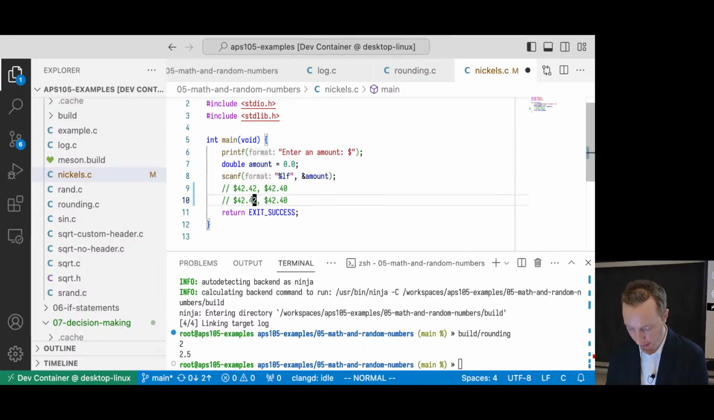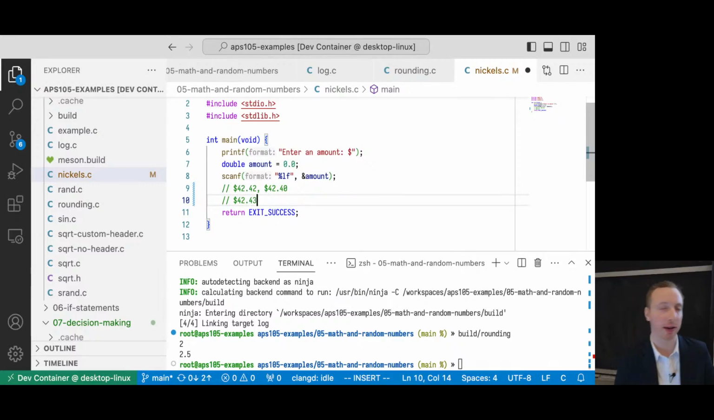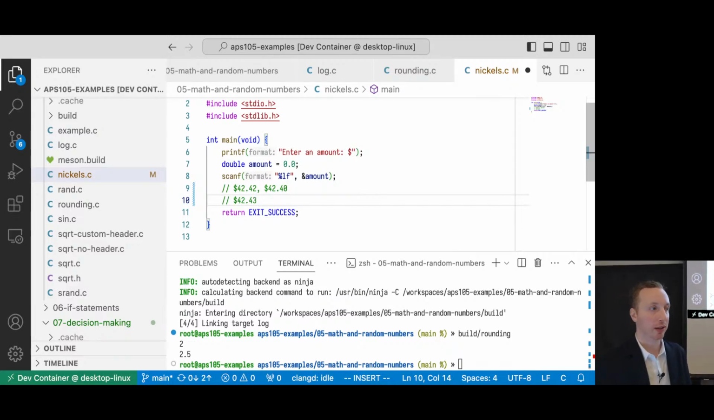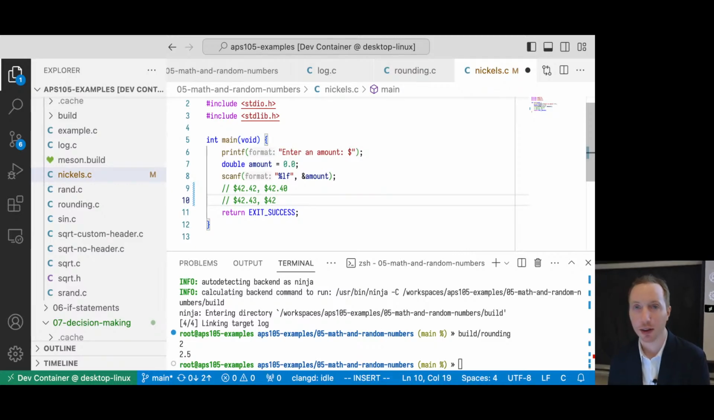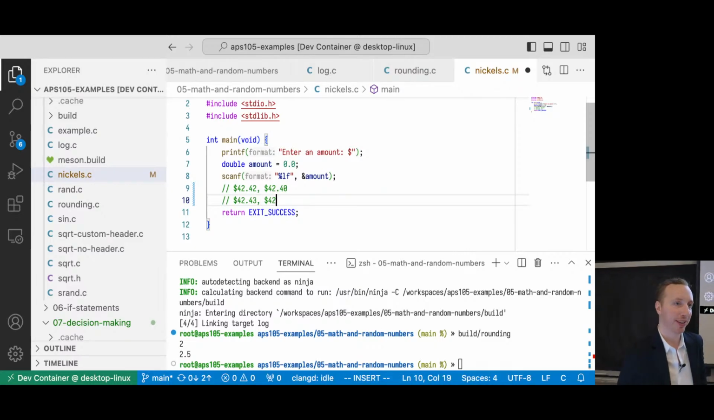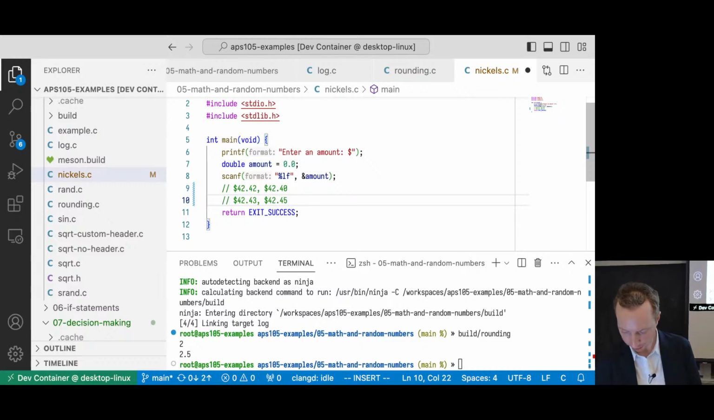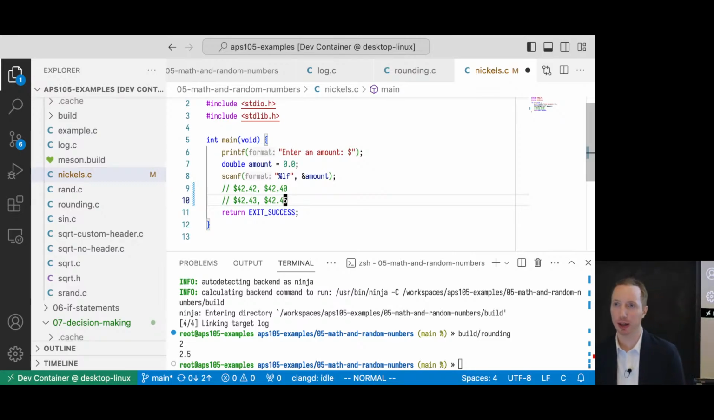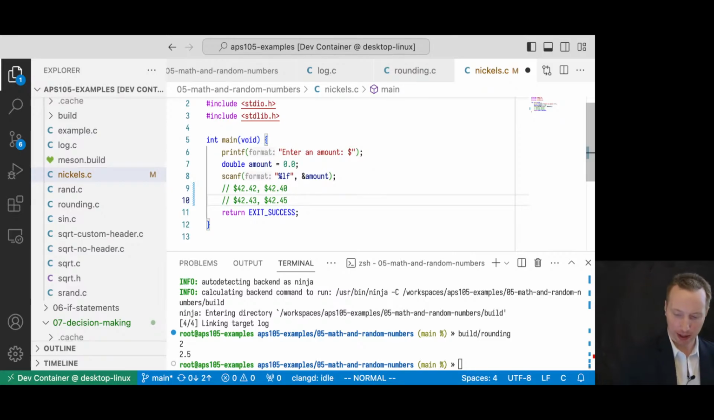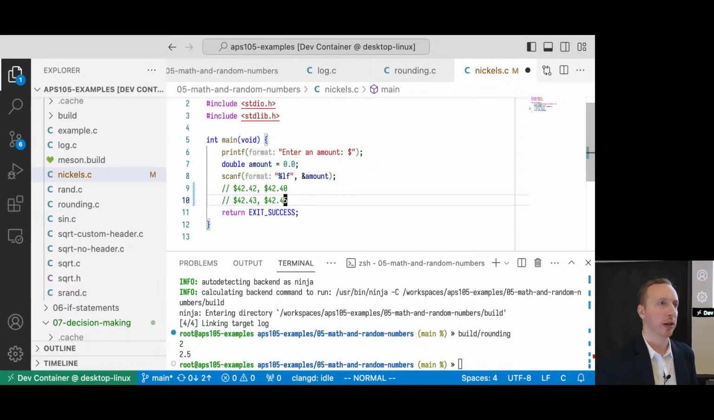So what about if I had $42.43? What should my answer be? So should it be $42.40? No? I should round up. So this problem, if I'm trying to solve it, seems like rounding is my answer. So if I want to round that amount to the nearest nickel, what probably should I do to solve this problem?